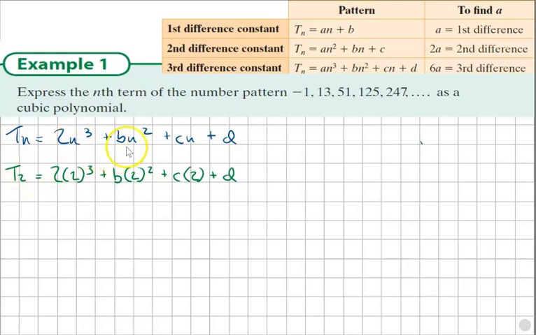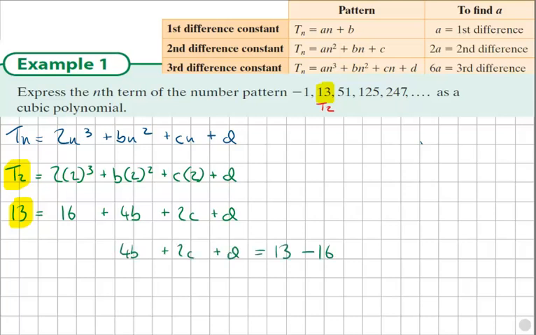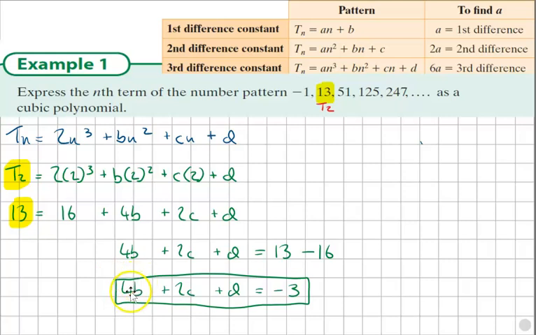Then we do the same with term 2. So replace each of the n's with 2 in brackets. We know that term 2 was 13, so we replace T2 with 13. So we get 13 equals 16 plus 4b plus 2c plus d. Then we do letters to the left, numbers to the right, and we simplify. So we get 4b plus 2c plus d is equal to -3.